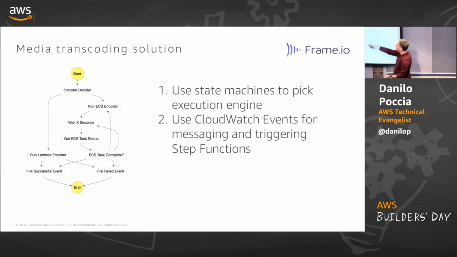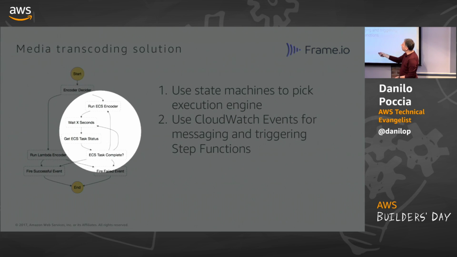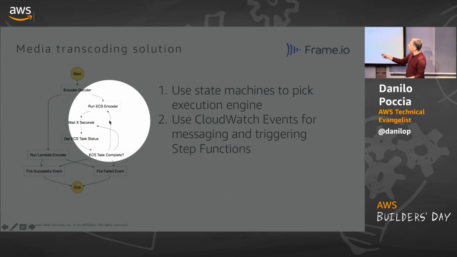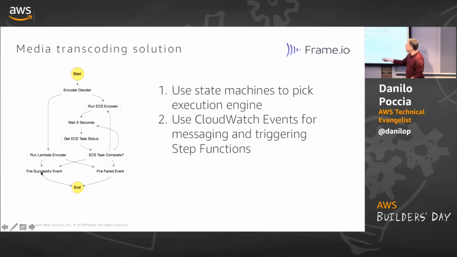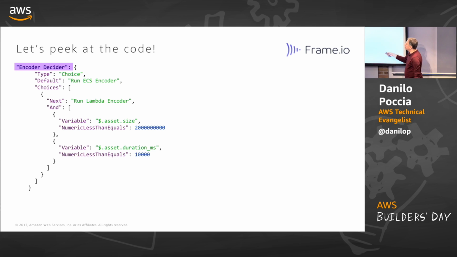So they have this workflow. We have the encoder decider that will choose if they want to run ECS or the Lambda encoder. And then at the end, they have two success or fail states that are shared by the two different parallel processes. And they just use, when they get in input, the state as an asset property that has size and duration. And depending on the size and the duration of the video, they run the Lambda encoder or the ECS encoder as the next state.